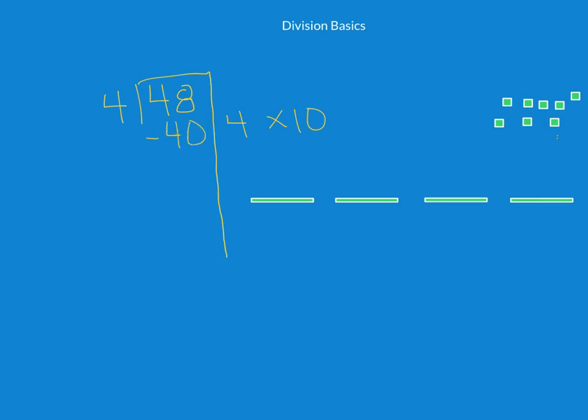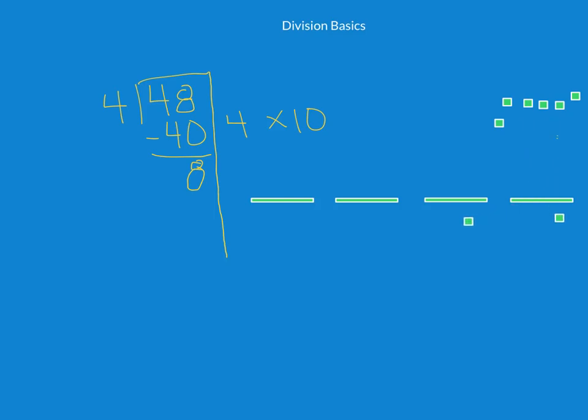So that 40 I have taken out, and I have placed it into equal groups. So it is finished. So I'm going to take it away to find out what is left after I have split apart that 40. And of course it's the 8. I subtract. 8 minus 0 is 8, and there's my 8 ones off to the side there. And now I'm going to split the 8 ones into 4 equal groups.